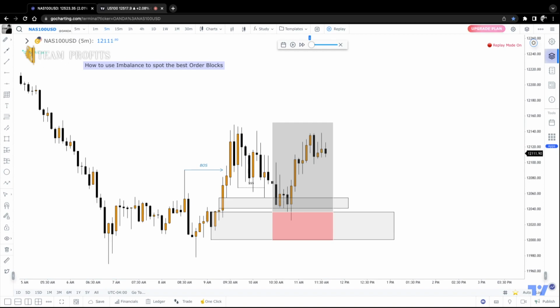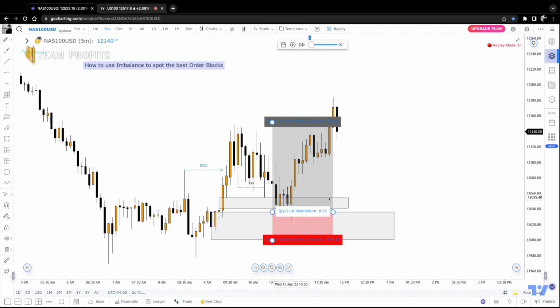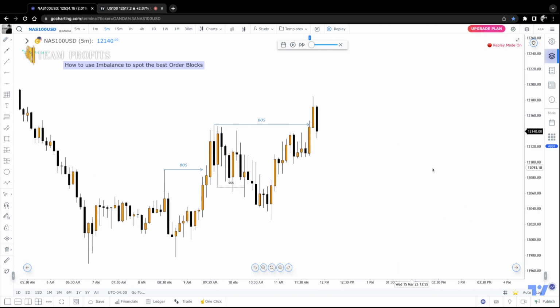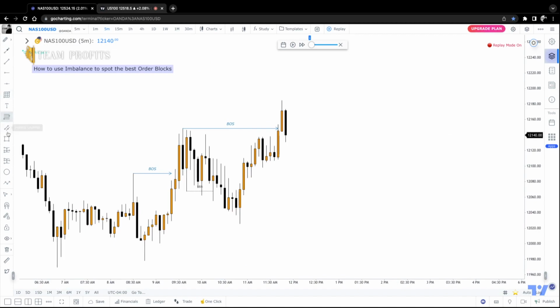And that's basically it. So we're using imbalance as a confluence. The imbalance will tell me that probably the price will eventually come back down to fill the gap to then continue its direction to the upside. Okay, probably. This is about probabilities. It's not 100% sure, but it is about probabilities.